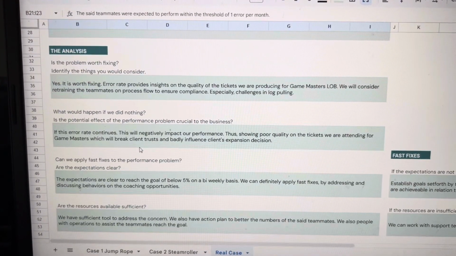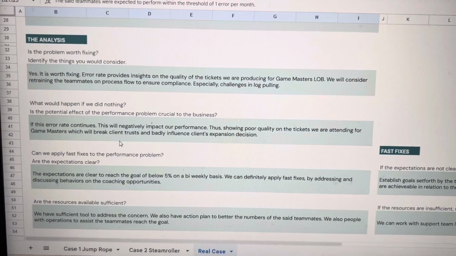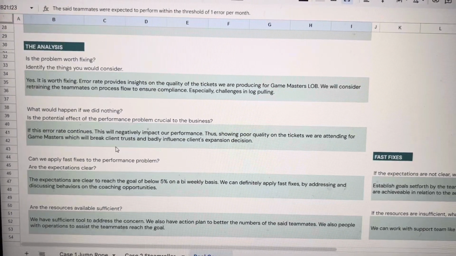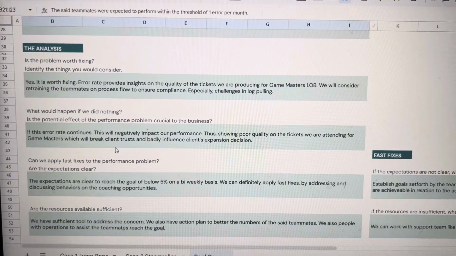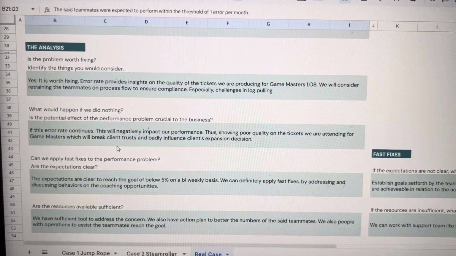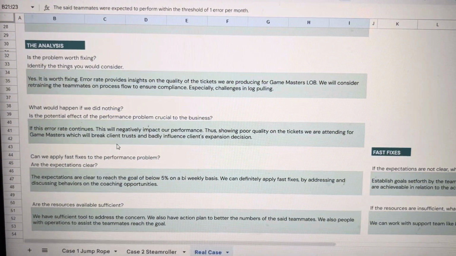Is the problem worth fixing? Identify the things you would consider. So yes, it is worth fixing, definitely. Error rate provides insight on the quality of the tickets we are producing for Game Masters LOB. We will consider retraining the teammates on process flow to ensure compliance, especially on challenges in log pooling.